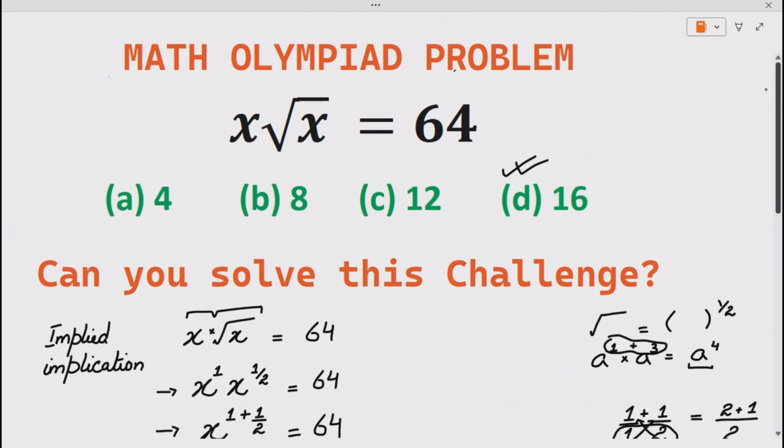I hope you enjoyed this video and learned how to solve a nonlinear equation in which roots or square roots are present.